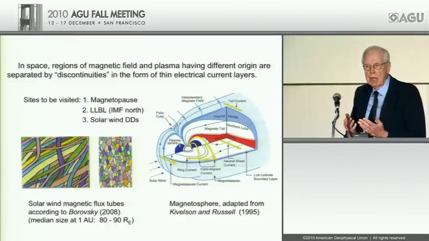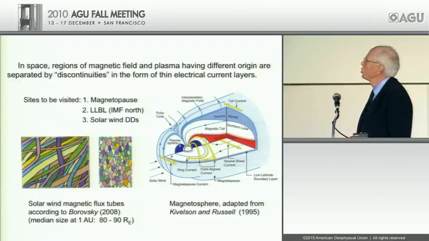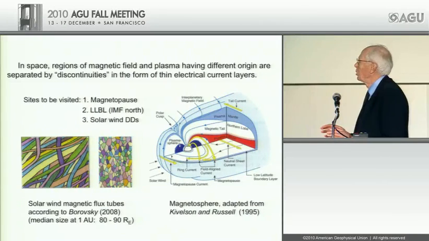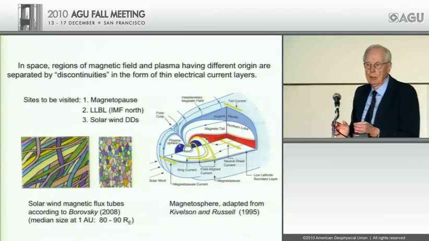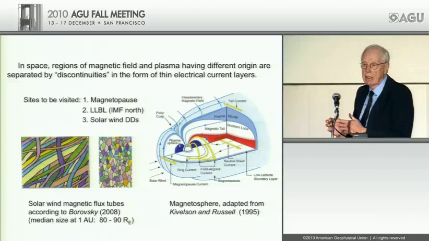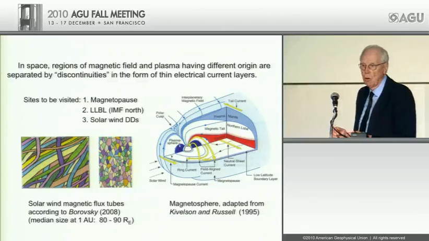The separation is, however, not complete because of the reconnection process. And I've listened for a full day of reconnection work today. But because of that, there may be a magnetic connection across the magnetopause and an associated transfer of plasma in one direction or the other.